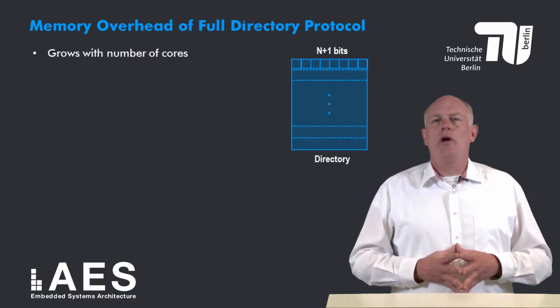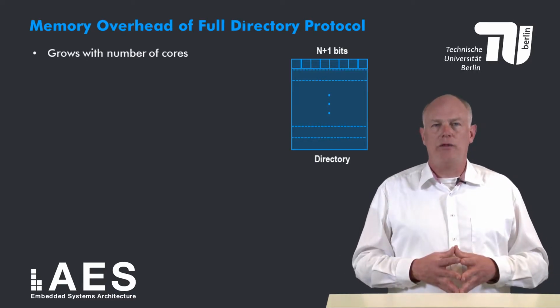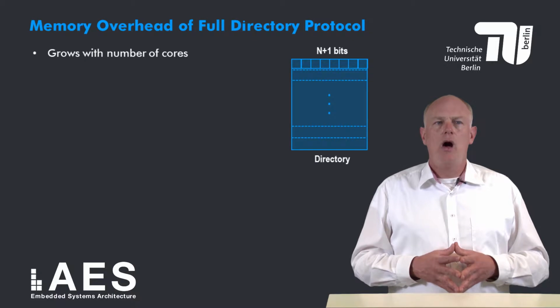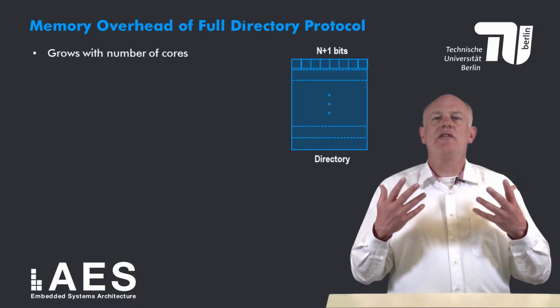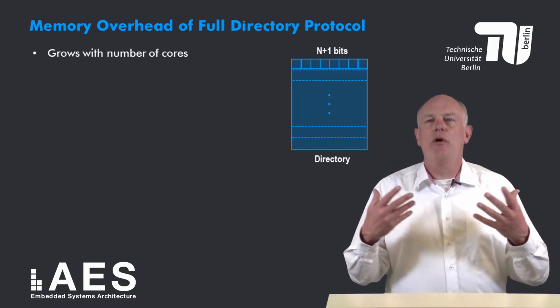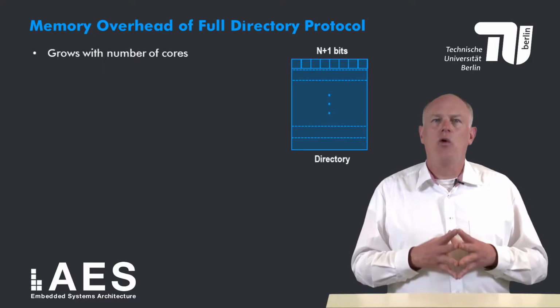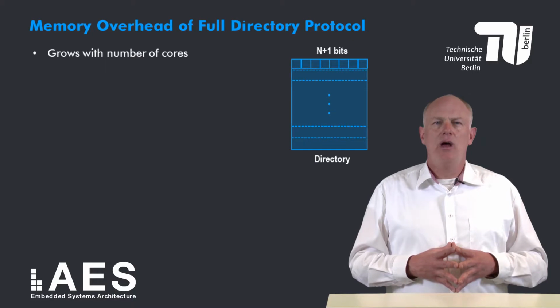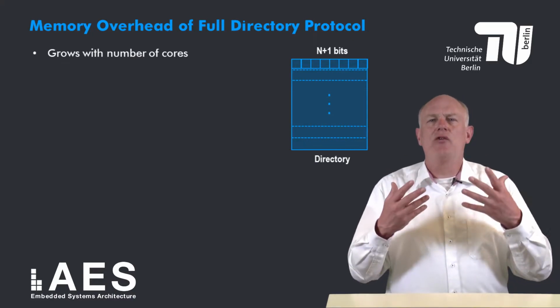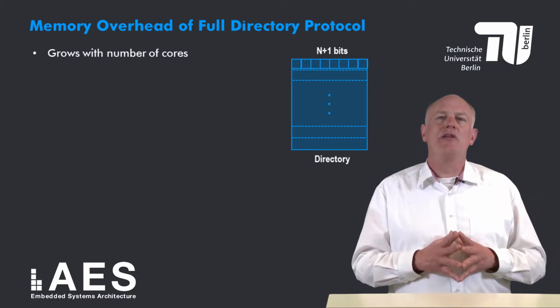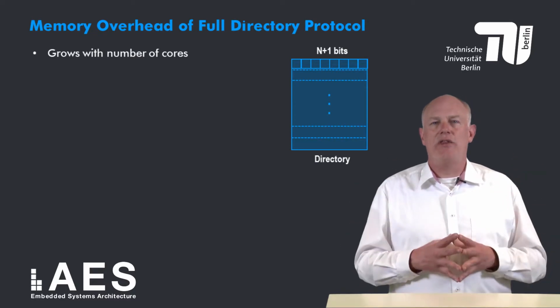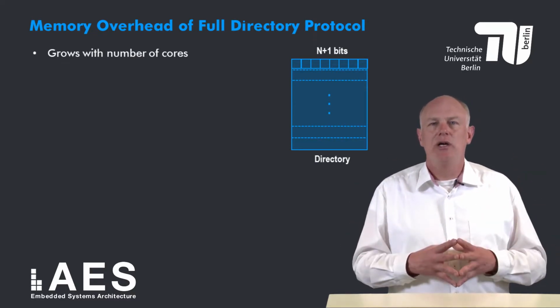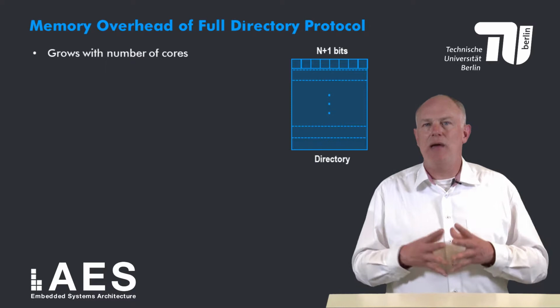Finally, a few words about the memory overhead of the full directory protocol. Obviously, it increases linearly with the number of cores, since for every core a presence flag bit has to be maintained. Furthermore, it also increases, not relatively but absolutely, with the size of the highest shared memory level, which can be a shared cache or main memory.